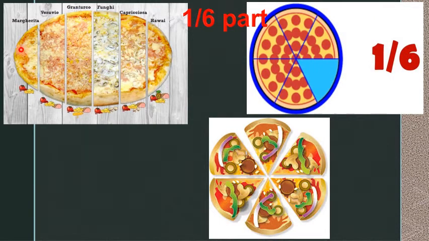This pizza has to be divided into 6 equal parts. Suppose I divide the pizza in this way. Will all 6 parts be equal? No, not at all. We can see that the middle 2 parts are bigger than the other 4 parts. But if we divide the pizza in this way into 6 parts, then all 6 parts will be equal and each part will be 1/6.